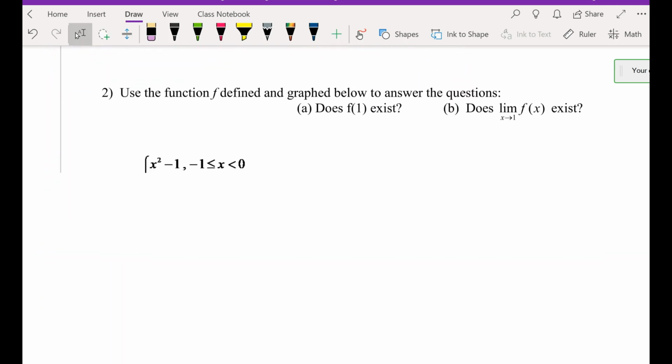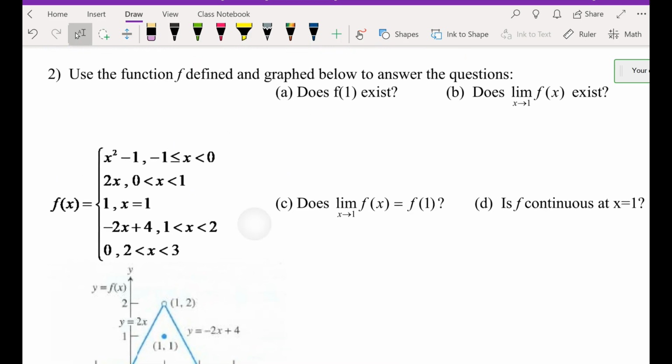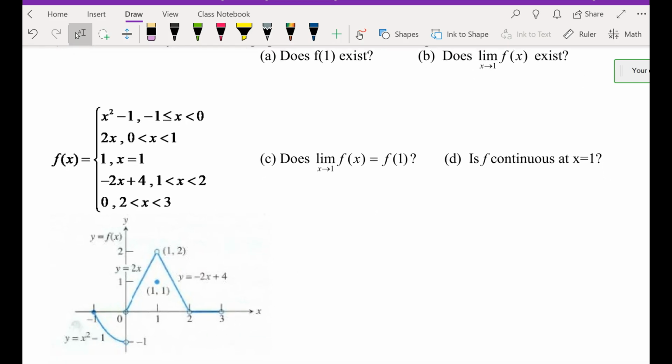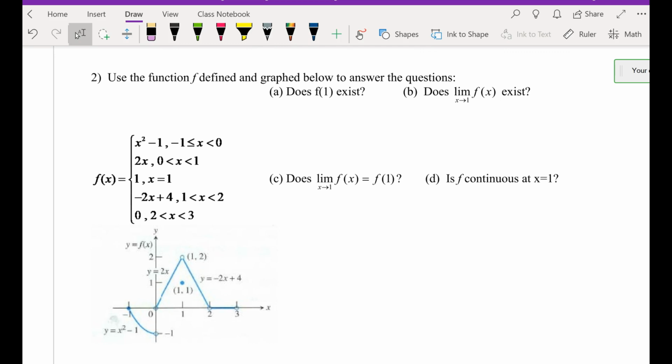Example 2, here we go. Use the function f defined and the graph below to answer these questions. A, B, C, D. Look at that. That's a lot of pieces, right? I already grabbed it for you. Let's answer part A. Does f of 1 exist? If you said yes, what is the value? Yes. f of 1 is 1.